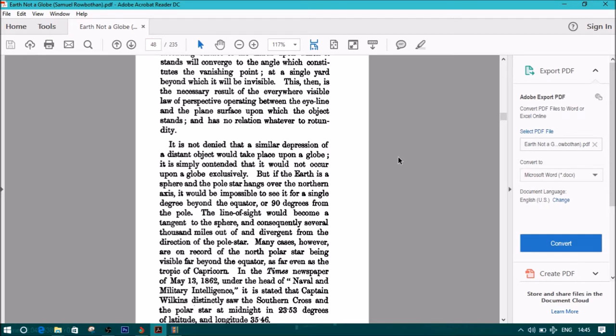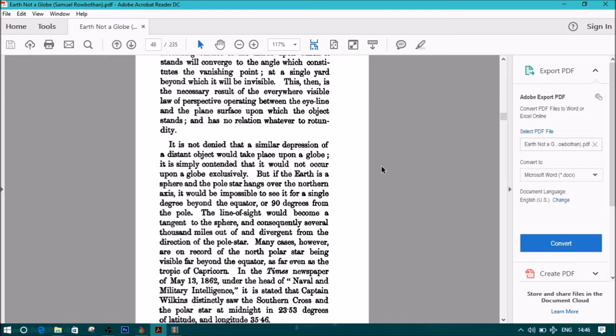But if the Earth is a sphere, and the pole star hangs over the northern axis, it would be impossible to see it for a single degree beyond the equator, or 90 degrees from the pole. The line of sight would become a tangent to the sphere, and consequently several thousand miles out of and divergent from the direction of the pole star. Many cases, however, are on record of the North Polar Star being visible far beyond the equator, as far even as the Tropic of Capricorn.